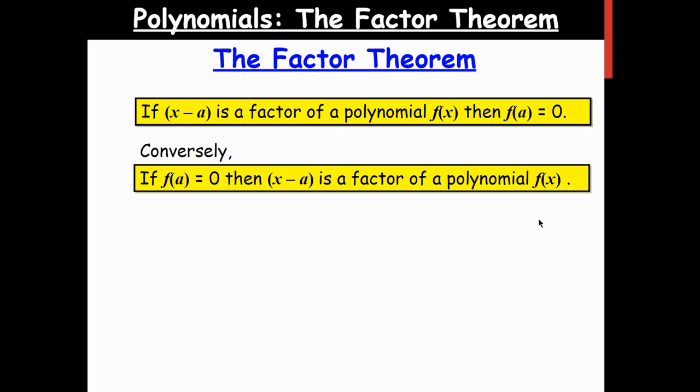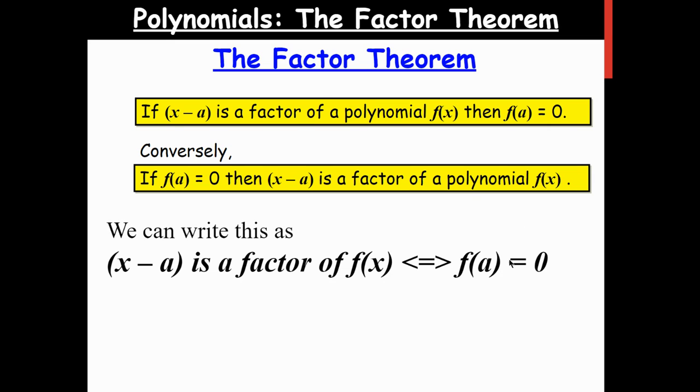This can be combined using a very useful piece of mathematical notation. This symbol here, make a note of it just now, please. We're going to be using it a lot in the work that we do, and that is read as "is equivalent to", and it's a double implication. It means that x minus a is a factor of f of x implies that the remainder equals zero. Or reading backwards, the remainder equals zero implies that x minus a is a factor of f of x.